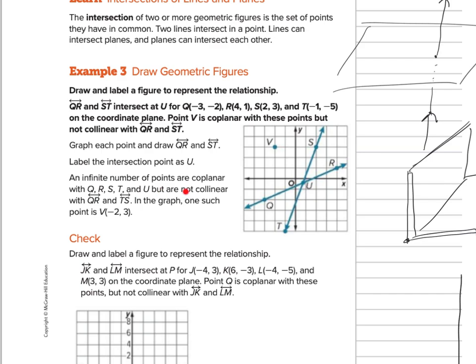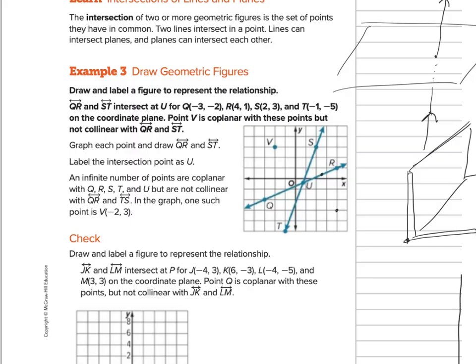But all are not all collinear, right? If I put a point over here on the coordinate plane, it is not collinear to those, but it is coplanar. So just understanding. Now this would be considered collinear, but a point over here is coplanar but not collinear. So that's what they're talking about.